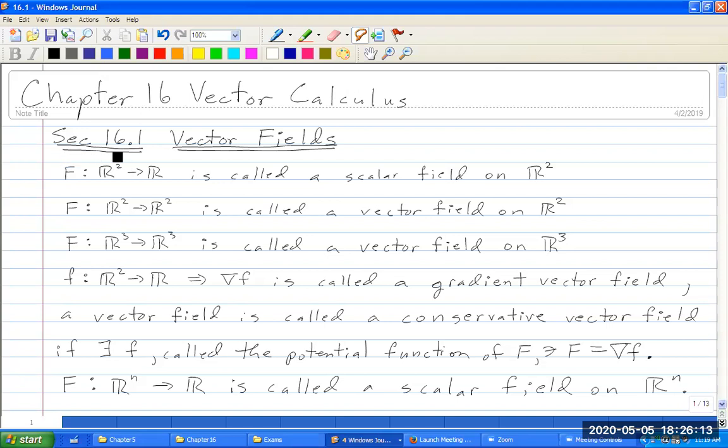If F goes from R2 to R, then this is called a scalar field. I can think of it at every point. Let's say you have some laminar plate, and I want to figure out the temperature at every point in the plane. Well, that's a scalar field. So for every point in the plane, there's a particular temperature.